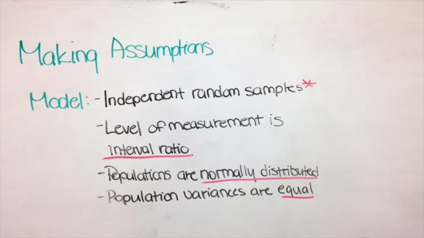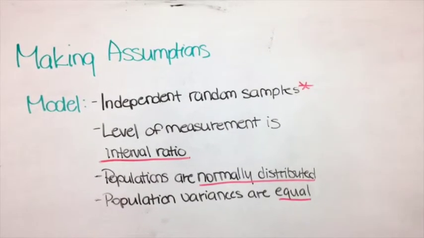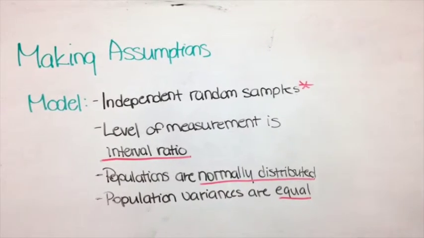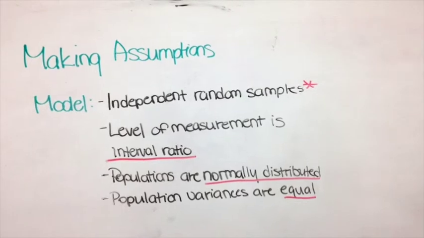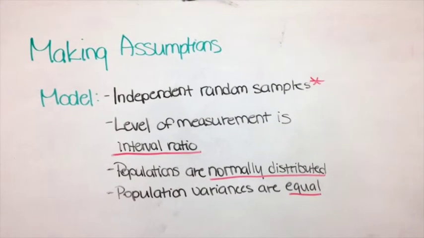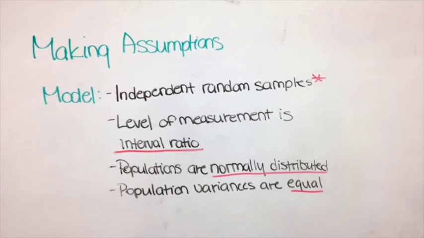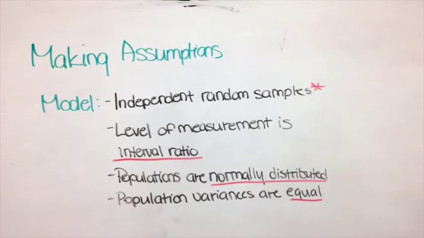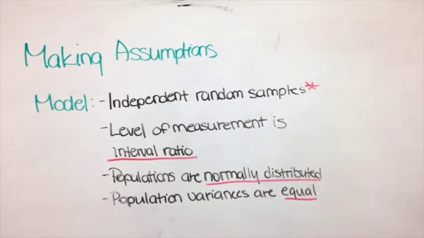The first step is to make assumptions and meet the test requirements. Anova has 4 strict requirements. The samples must be independent and random. We can assume we have met this requirement as we have gathered our data from the 2006 census undertaken by Statistics Canada. The level of measurement must be interval ratio. We are dealing with income, which is an interval ratio variable. Populations are normally distributed. Population variances are equal.